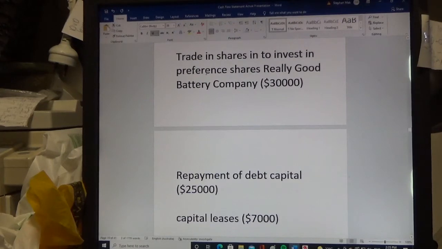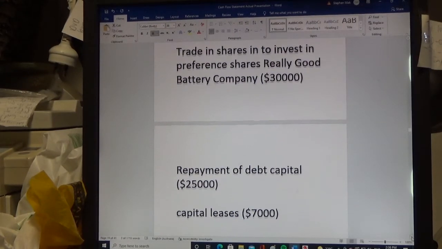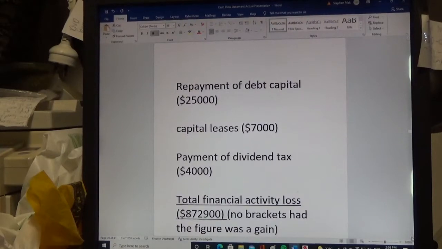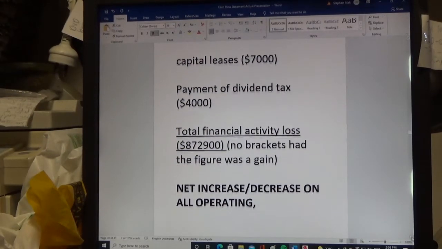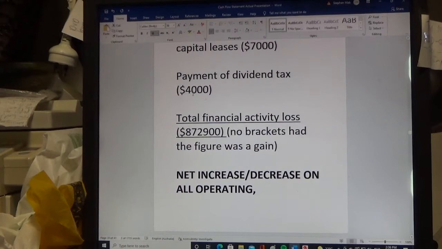So preference shares is when the preference shareholder gets access to dividends before ordinary and deferred shareholders. In this case, Boggabri is investing in another company, Really Good Battery Company. So they've got to buy the shares, so it's outgoing cash. Repayment of debt capital. Any debt capital repayment is put in this section. Capital leases we mentioned. Payment of dividend tax is put here.